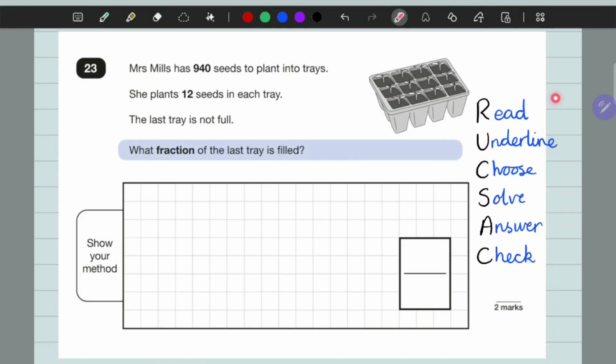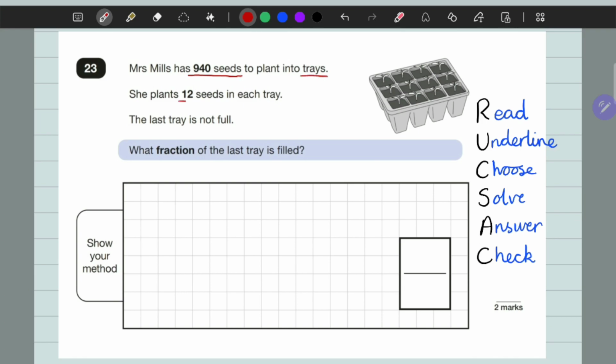Read, underline, choose, solve, answer, and check. It's really important for me to use that in all of my worded problems like this one here. So first, let's read and underline the important bits of the question. Then we're going to choose what we need to do, solve the question, find out the answer, and quickly check it back. So Mrs. Mills has 940 seeds to plant into trays.